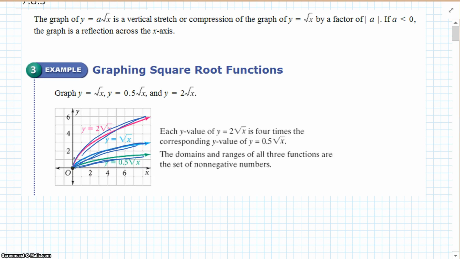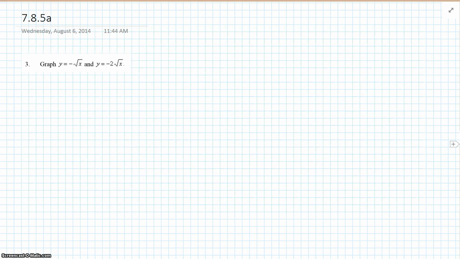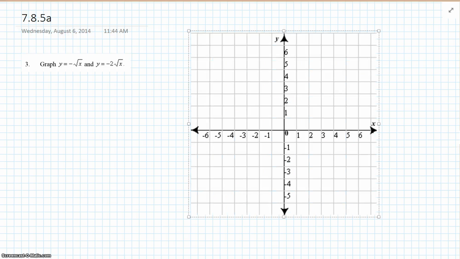For each value of y, 2 square root of x is 4 times the corresponding value of 0.5 square root of x. The domain and range of all 3 functions are the set of non-negative numbers. So, next example. Find the graph of negative square root of x, and then y equals negative 2 square root of x. And voila, there is our graph again. How magical is that? So let's work the first one. Y equals the negative square root of x.